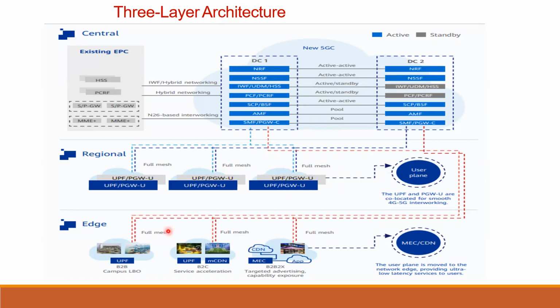The third layer is your edge. Your edge network elements are those which need to be provided very, very near to your access network. Like you have your CDNs which are deployed, you have your UPNs which are deployed, you have your MSCs which are deployed. So each of these are deployed at the edge of your region. So the three-layered architecture: one is the central, one the regional, and one are the edge nodes.